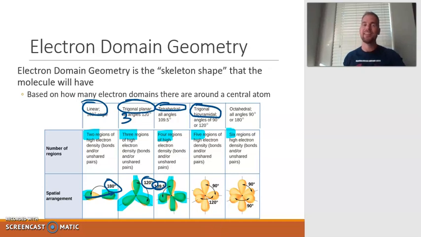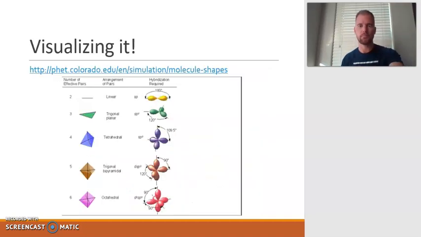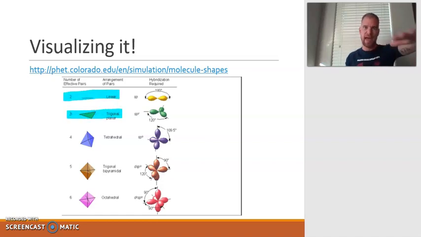Like I said, this is a very visual topic, so we're going to see a lot of pictures to help you out with this. So let's actually start looking at that. Okay. Real quickly, this is another chart that shows exactly what I went through. Notice the first 2, the linear and the trigonal planar. Notice how they're flat, right? Those molecules are going to be flat. The trigonal planar kind of looks like the Mercedes-Benz symbol, but it's flat.